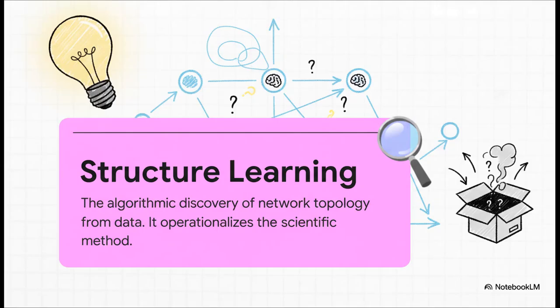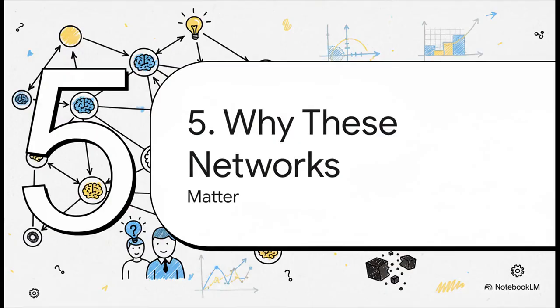And what's really, truly incredible is that the network doesn't even need us to give it the blueprint. Through something called structured learning, it can just analyze a pile of raw data and figure out the most likely causal connections all on its own. It's basically performing the scientific method to build its own model of the world. Just amazing. So, at the end of the day, why does building an artificial brain like this really matter?